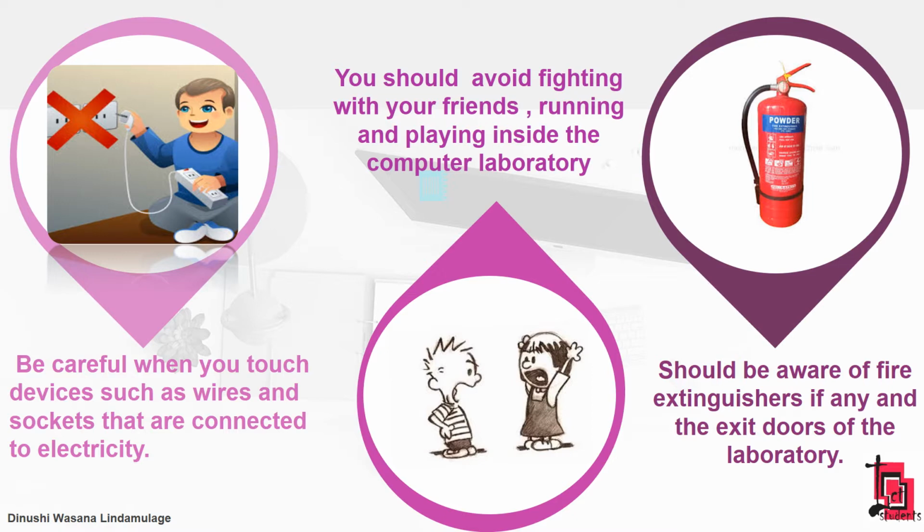Now look at the third one. Have you seen this? This is a fire extinguisher. We can use this to extinguish fire immediately. So we must be aware of that. We must ask teachers about those fire extinguishers. You must know where it is and where the entrance and exit doors are. You should be aware of fire extinguishers, if any, and the exit doors of the laboratory.